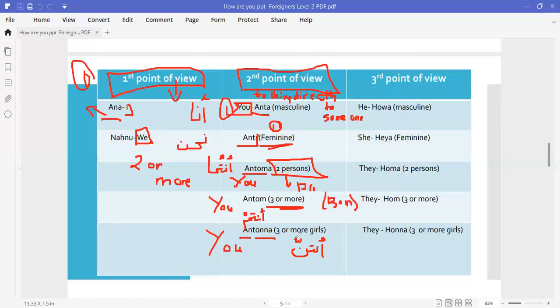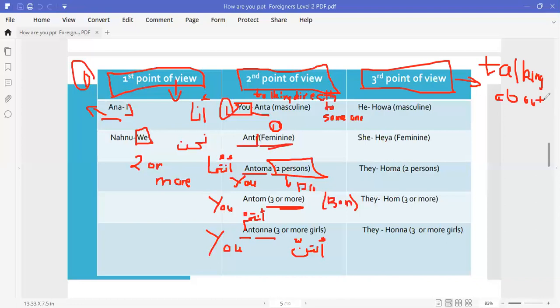Now the third point of view. We use it when you are talking about someone, not talking to someone directly, talking about someone who is absent, for example. When you're talking to someone, you use you, even if singular or plural. This is the second point of view. When you're talking about yourself, it's one, you use Ana. If you're talking about ourselves, we use nahnu. This is the first point of view. The third point of view is when we are talking about someone, but this someone may be singular or plural, masculine or feminine, two or three or one.